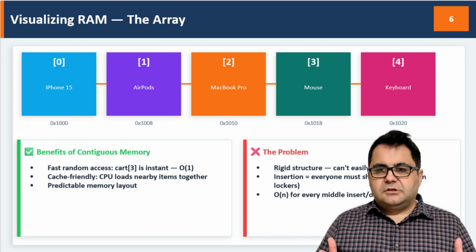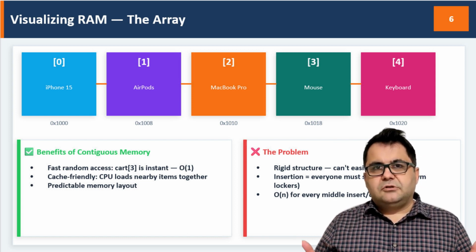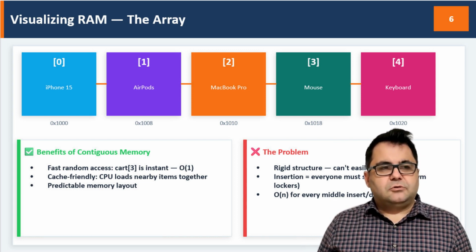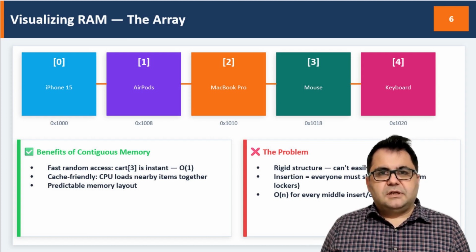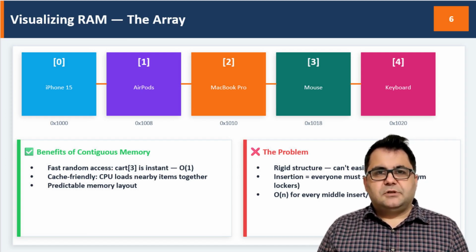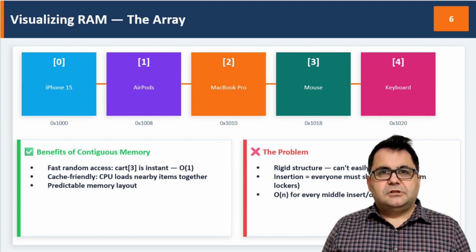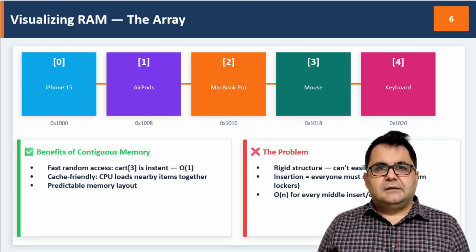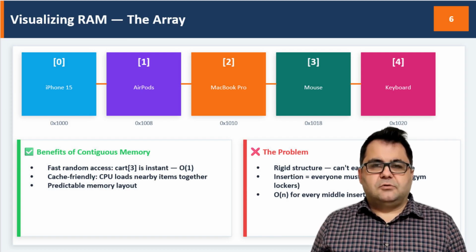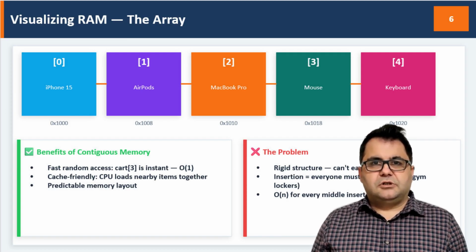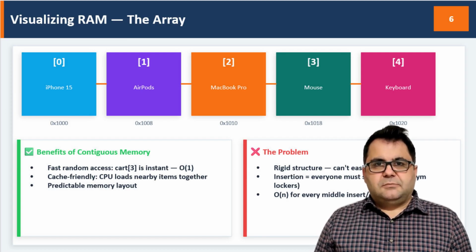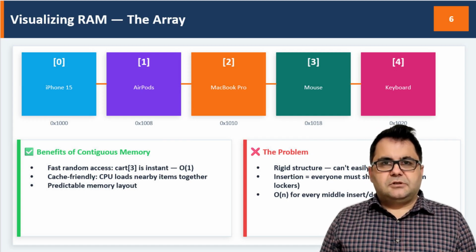Why does Python do this? There are benefits. First, fast random access. If you want cart[3], Python calculates the address, start address plus 3 times item size, and jumps there instantly, O(1). Second, it's cache friendly. When CPU loads one item, it often loads nearby items too, which speeds up sequential access. But there's a big problem.